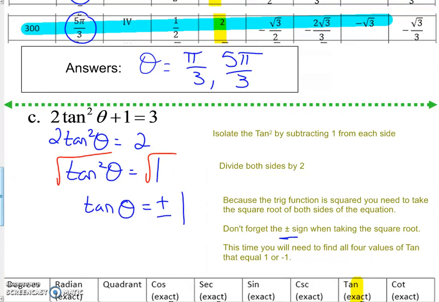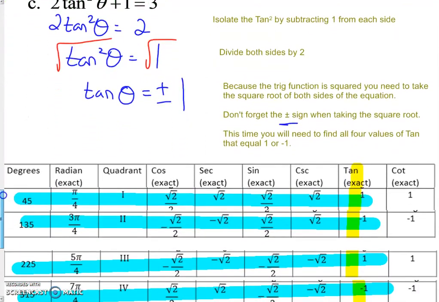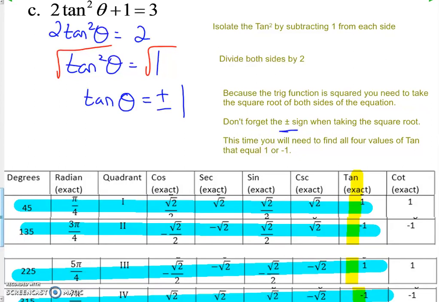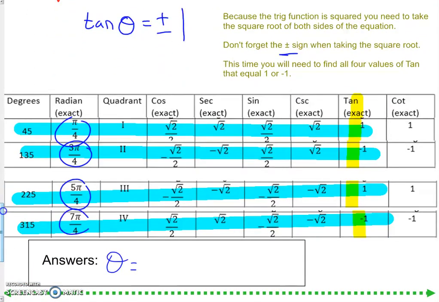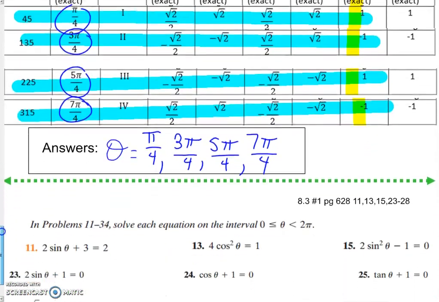So this time you'll need to find all 4 values of tangent. You're looking for where it equals positive 1 and equal to negative 1. That's going to occur at pi over 4, 3 pi over 4, 5 pi over 4, and again at 7 pi over 4. On your chart, they're not right next to each other. It's just how it's showing up here, so I can get them all on. So I will have pi over 4, 3 pi over 4, 5 pi over 4, and 7 pi over 4. That question is done.